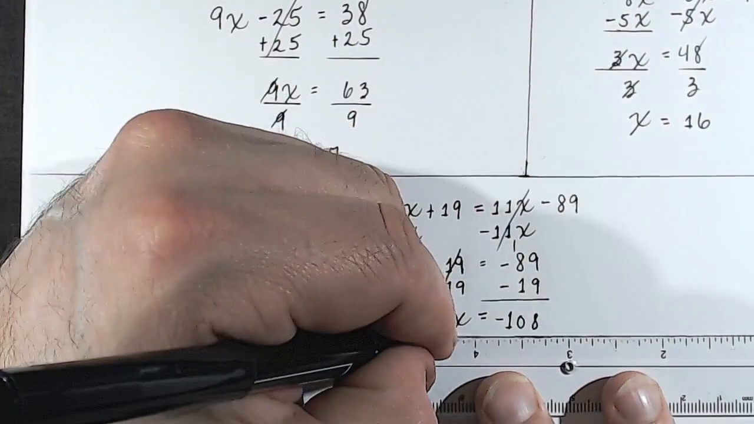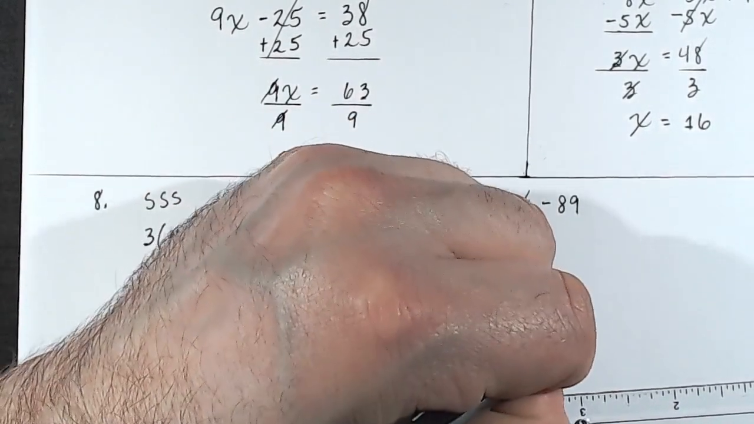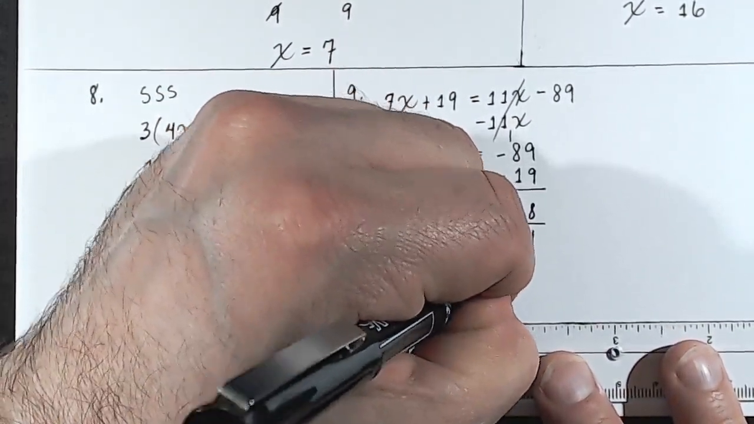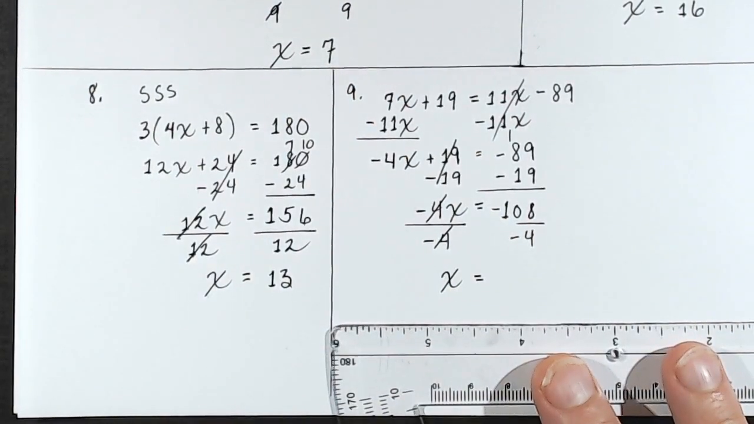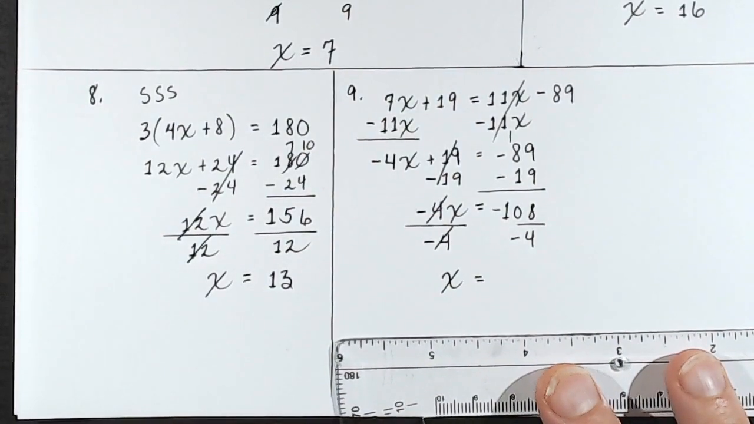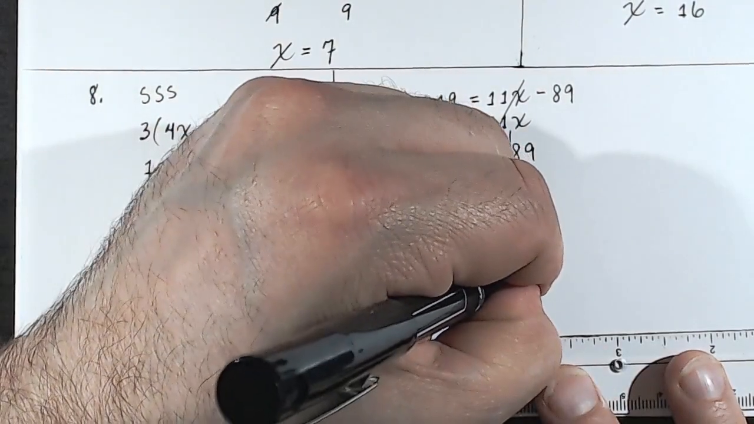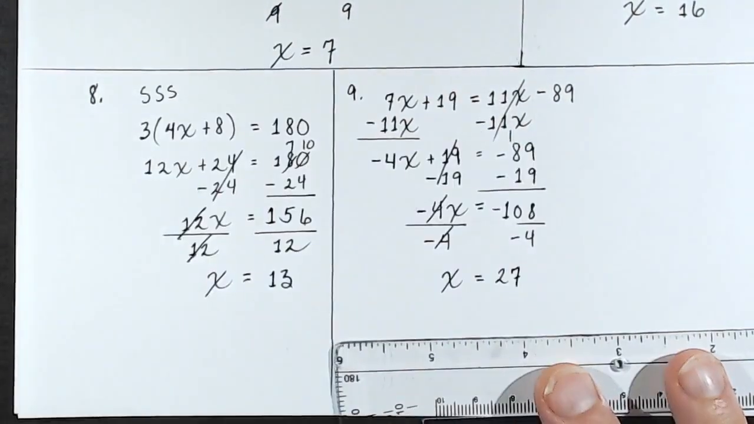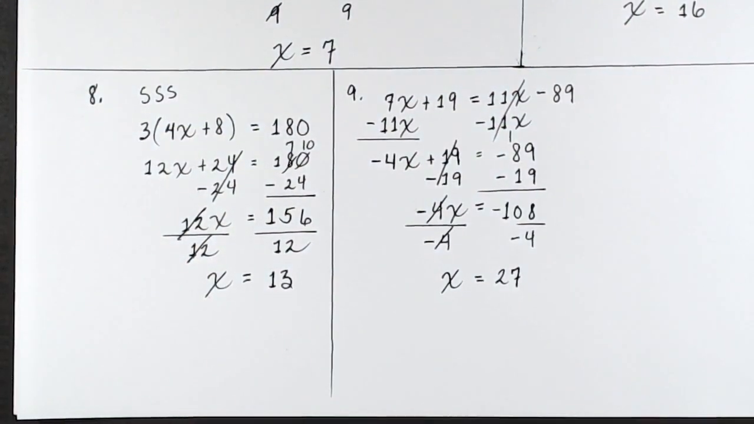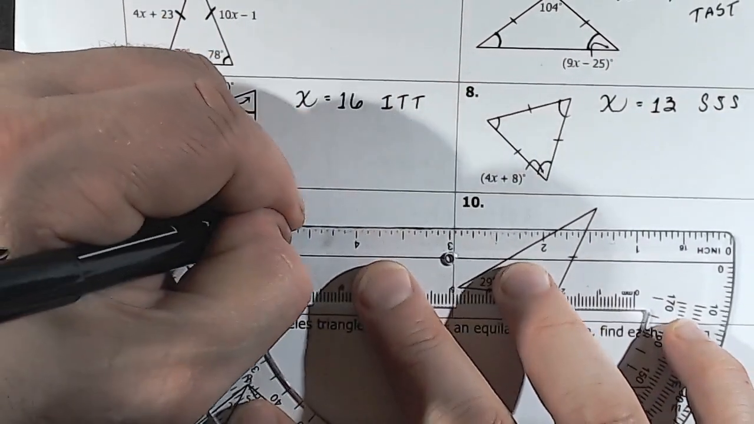Okay, and now we'll just divide both sides by the x coefficient, negative 4, to get x by itself, and x will be equal to negative 108 divided by negative 4. Okay, so 4 goes into 10 2 times with 2 as a remainder. 4 goes into 28 7 times with no remainder. So x equals 27 because it's two negatives divided. All right, let's go back to number 9. X equals 27.